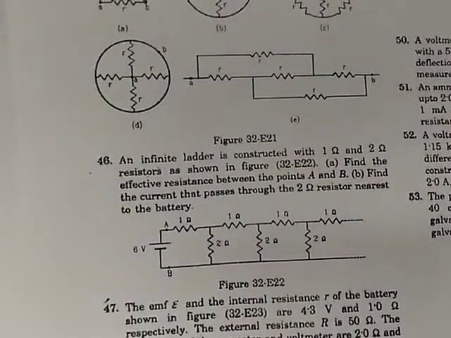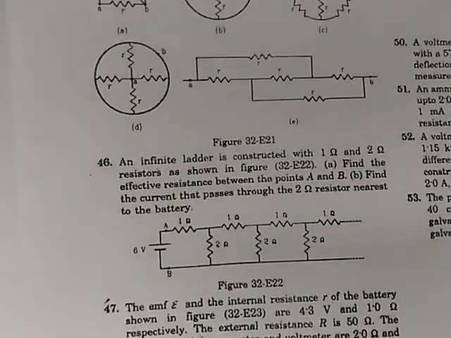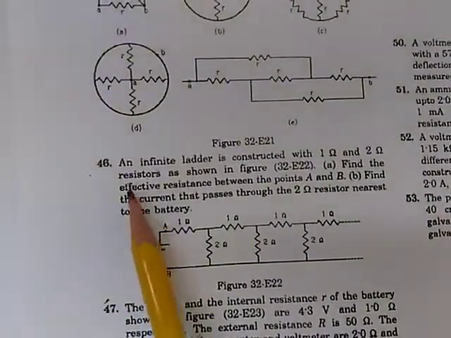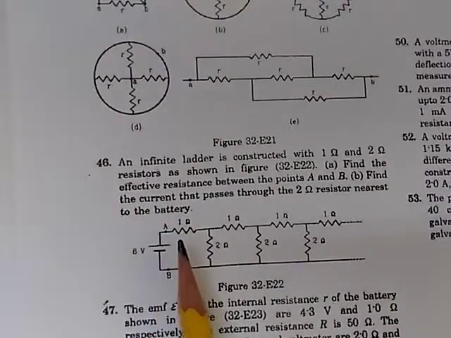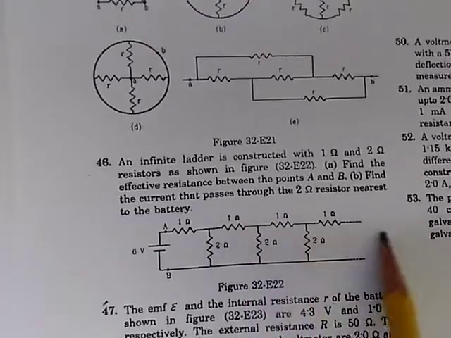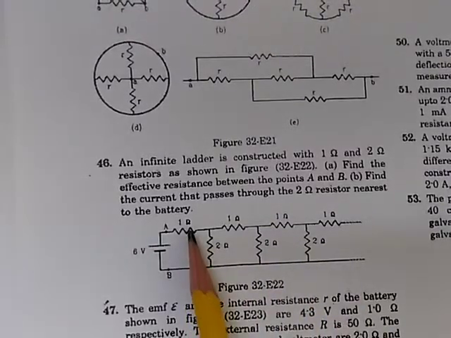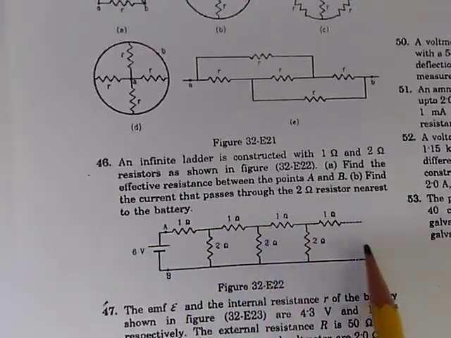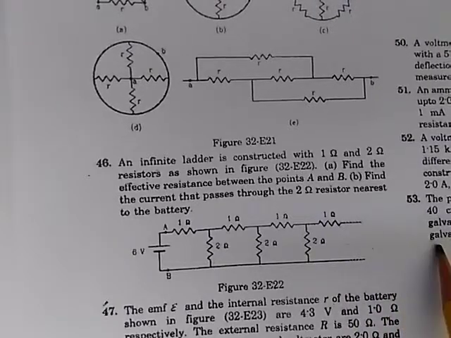Question number 46 from class 12, let's see Verma. We have an infinite ladder, and that ladder, something like this, is constructed with 1 ohm and 2 ohm resistors, and it keeps going on for infinity.